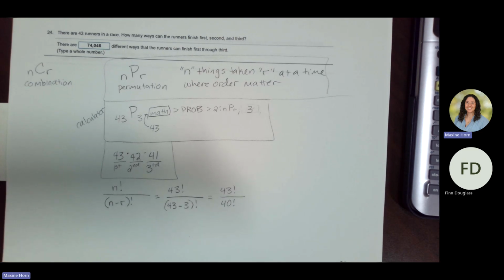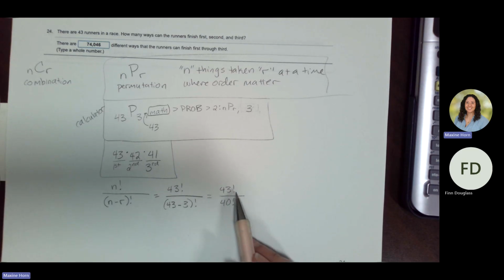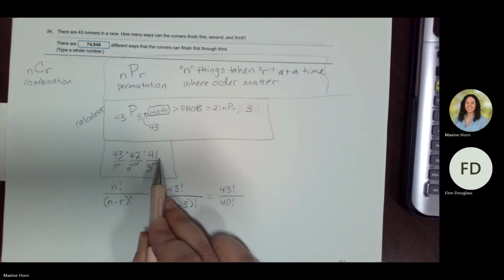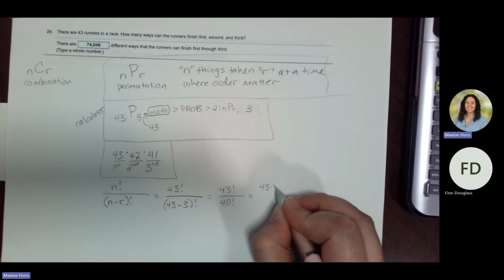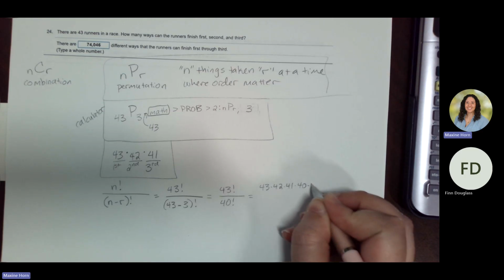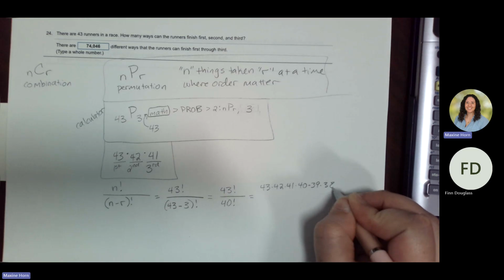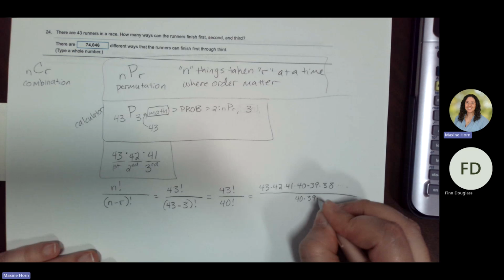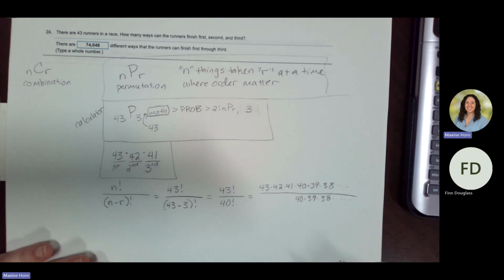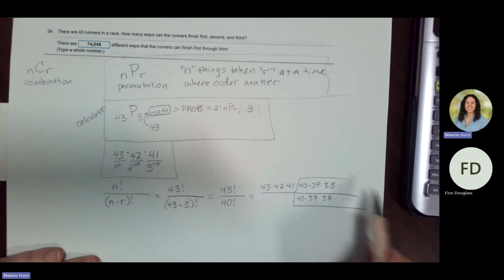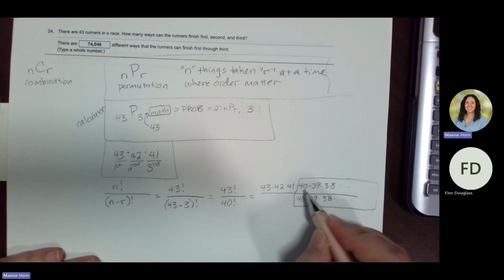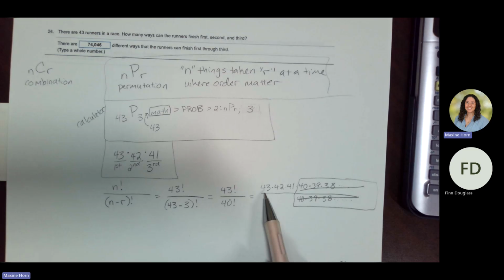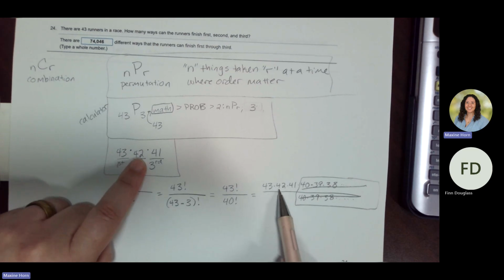And I mean, if you were taking this class in person, they might go through and show you how this would reduce out and you would get this. Right? So they might show you, oh well, this is 43 times 42 times 41 times 40 times 39 times 38, so on and so forth. And then here, 40 factorial, well, that's 40 times 39 times 38 times 37, all the way down to 1. So this whole chunk of 40 factorial over 40 factorial, these are going to cancel. And all you're really left with is, hey, look at that, 43 times 42 times 41.